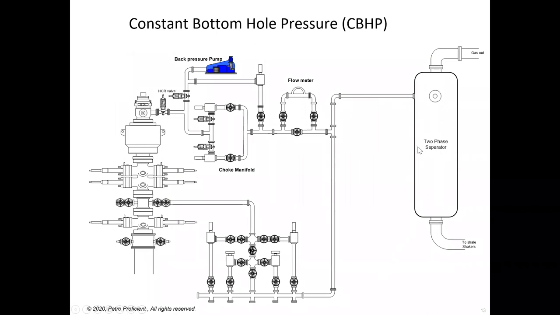Here is basically how you would usually set up your constant bottom hole pressure equipment. So let me just start this from the beginning. You have your rotating control device. This is your rig BOP, which is part of your conventional system. On top of it, you install your rotating control device. Then here you have your hydraulically operated valves, the two of them, as you can see, right after the rotating control device.